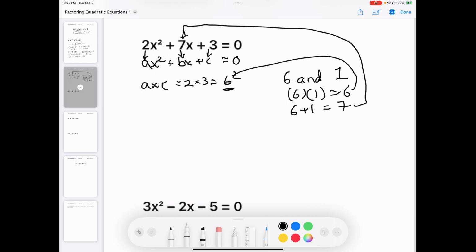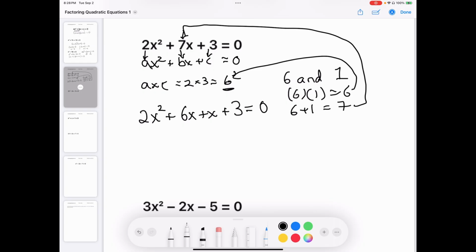So what we're going to do is rewrite the quadratic equation by breaking up the middle term. Like this way: 2x squared plus, instead of 7x, I'm going to write 6x plus x, and then the c remains the same.